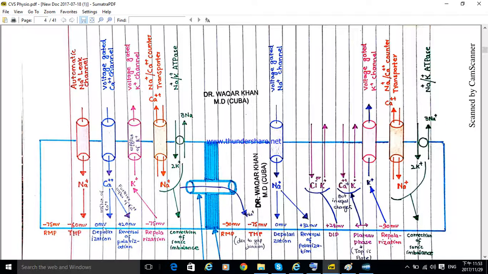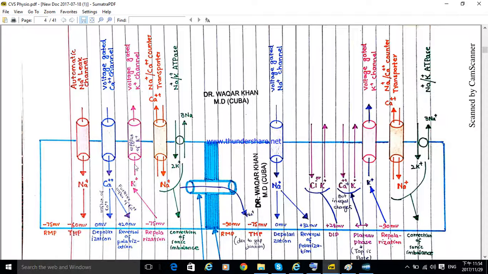This stage and this stage are due to influx of calcium, and this stage is the influx of sodium. So now the cell has become more positive, and the cell has to come back to its original state, like minus 75 mV, the resting membrane potential. To go from positive to negative, the cell has to lose some charge.